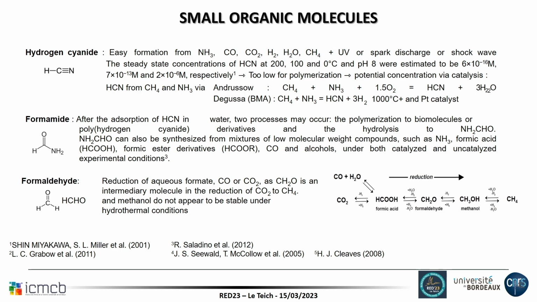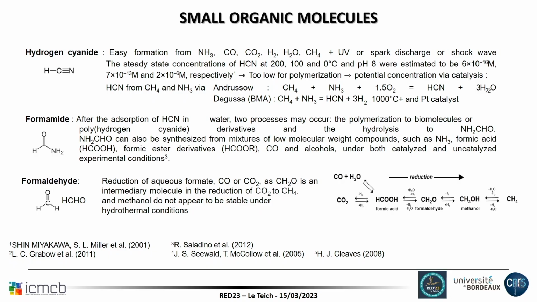And there's a chemical process developed by Degussa also, which is well known, where you can use methane and ammonia to generate the hydrogen cyanide. 1000 Celsius degree and a Pt catalyst. Keep that in mind because I'm going to get back to this point almost at the end of this presentation. Those conditions are not really realistic. Well, this process can occur also without Pt, but probably the kinetics would be much lower.